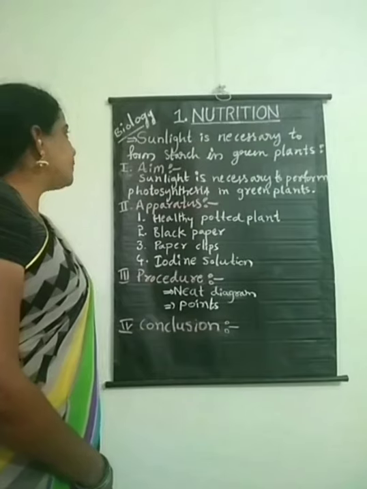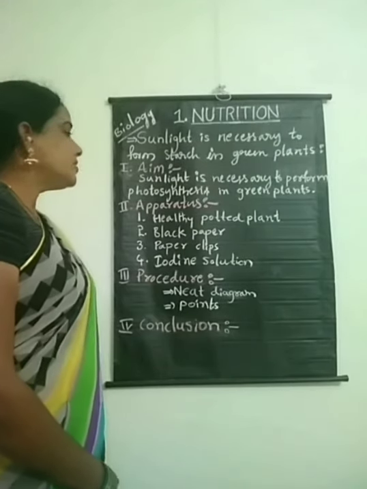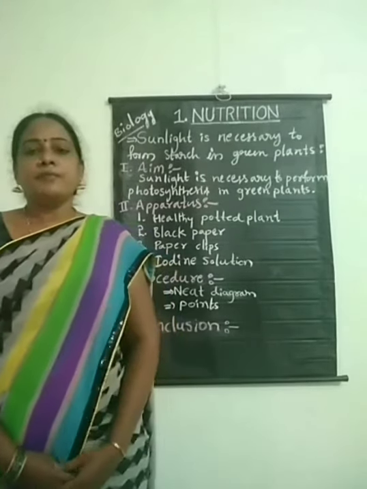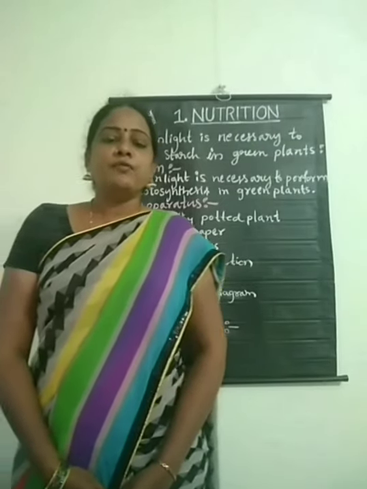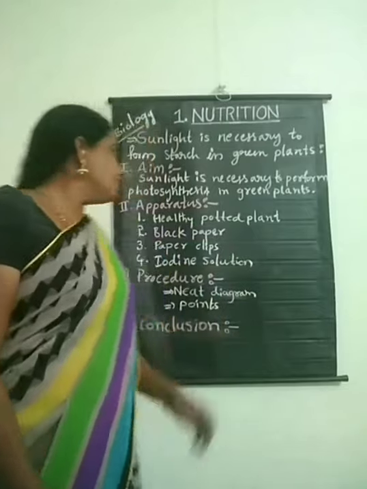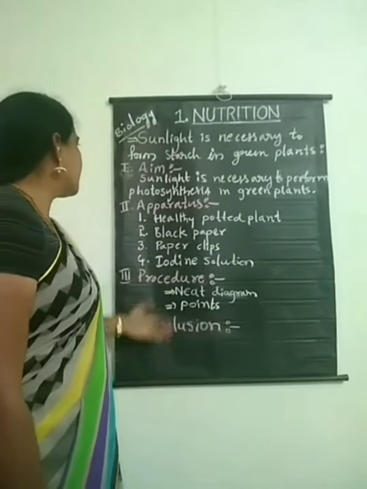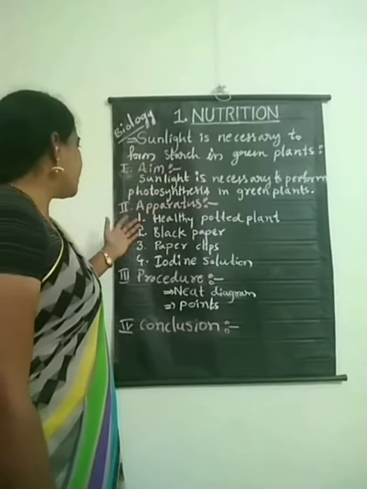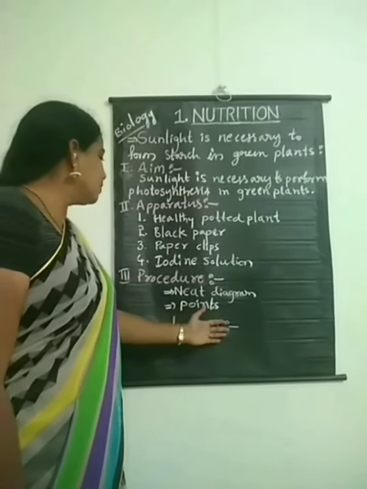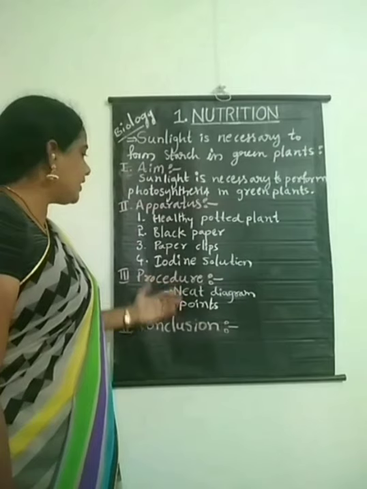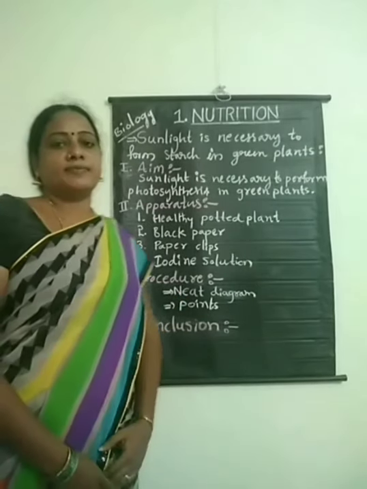Sunlight is necessary to form starch in green plants. Listen carefully, children. Before starting this topic, I want to tell you something important. While you are writing the answer, you must follow these four headings: first aim, second apparatus, third procedure, and fourth conclusion. If you follow these four headings, you will get good marks.